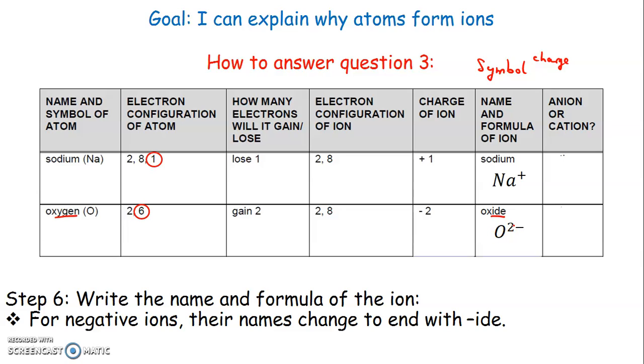Now, basically what happened here is we just flip the charge around. Instead of writing -2, we write 2 negative. The reason for this is to say that there are 2 more electrons than there are protons. For the sodium, the 1+ here tells us that there is 1 more proton than electrons. So that's what it means.